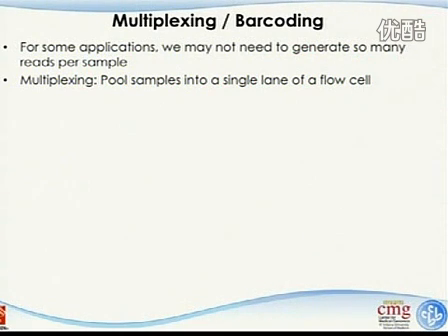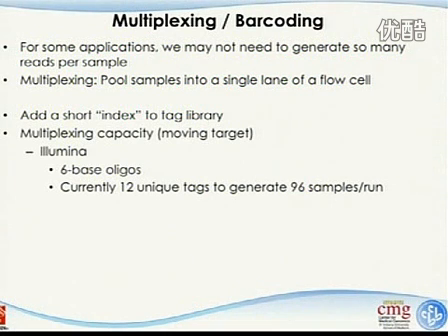What you can do is multiplexing, which is pooling samples into a single lane of a flow cell. And you can add a short index to tag the library. Think of one fragment from sample number 1, where I add an A at the beginning. For sample number 2, I add a different letter at the beginning. Then you mix them together and put them in the same lane. Eventually, when you do the bioinformatics, you see, oh, the first letter is A, so this is from sample 1. The first letter is T, so it's from the second sample. So you can decipher that at a later stage.